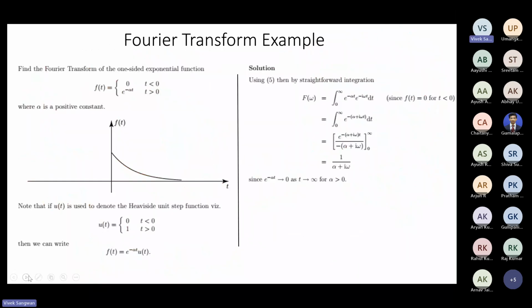Okay, another example of Fourier transform. Most of the time in controls, we are interested in starting our control system at some time t equal to 0. Usually before that, everything is 0, and starting at that instant t equal to 0, things start changing. So that is the kind of function we have taken here. This function is 0 for t less than 0 and is e raised to power minus alpha t for t greater than 0. If you plot it, it looks like this.